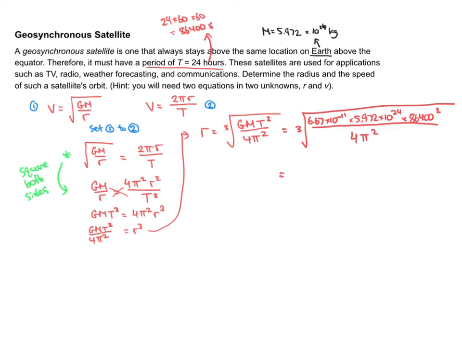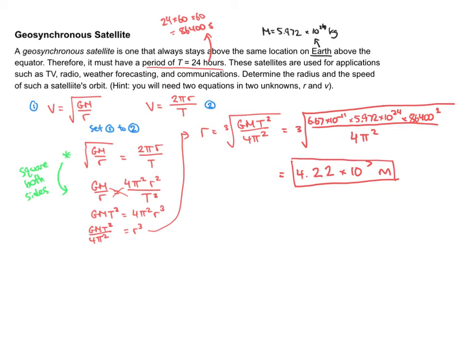All right, calculator time. Okay, so I'm getting 4.22 times 10 to the exponent 7 meters, to 3 sig figs. So that would be the radius of the orbit.